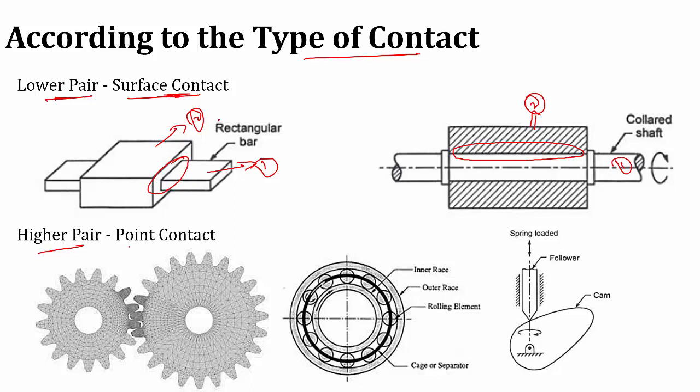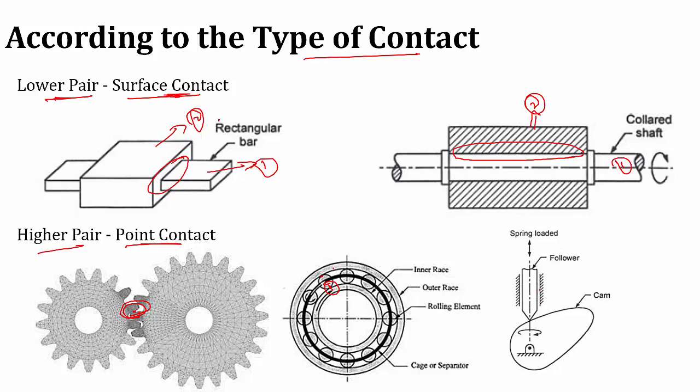Then higher pair in the sense only point contact. When two gears are meshing, there will be a small point contact between the gears. So that is why it is called a higher pair. Then in your bearings, you have inner race, outer race and balls. The contact between the ball and inner race and between the ball and outer race will be a point contact. It is in contact at a single point. So that is why it is called a higher pair.